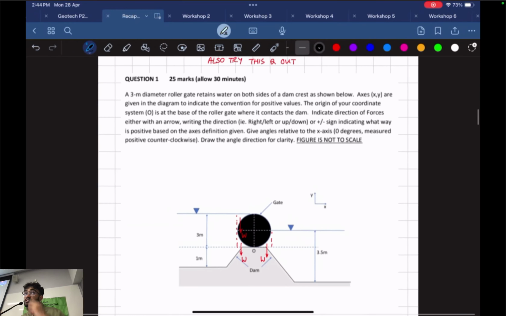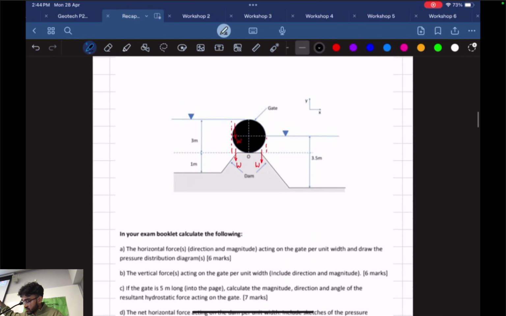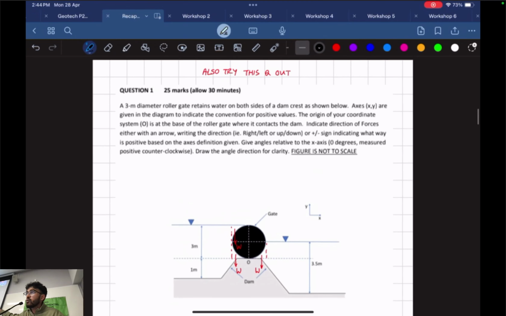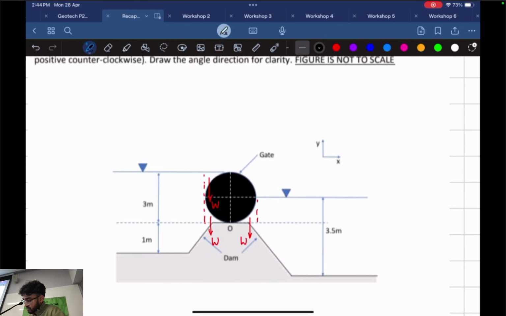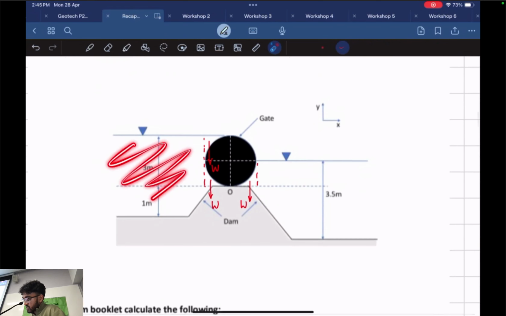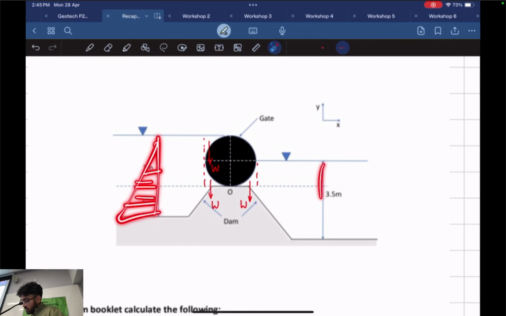Sorry, this is another question, by the way. This is from a paper, I forgot which, but it's a pretty good paper to do. This is when you have a circular gate. This is a curved surface question, by the way. This is your curved surface, and you've got water on the left and the right. So you have some sort of hydrostatic force like this, and another hydrostatic force like this.